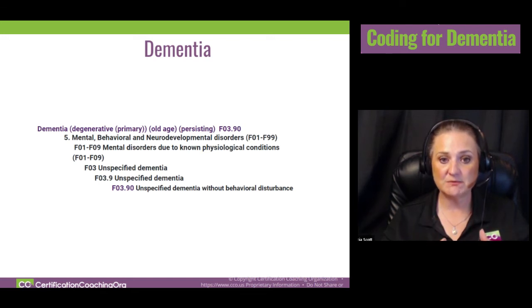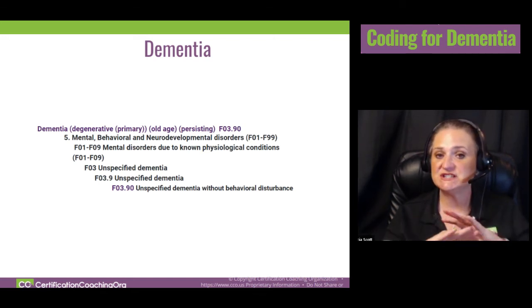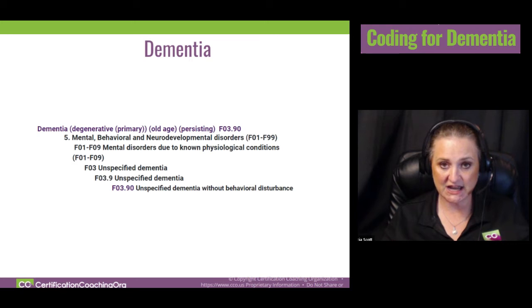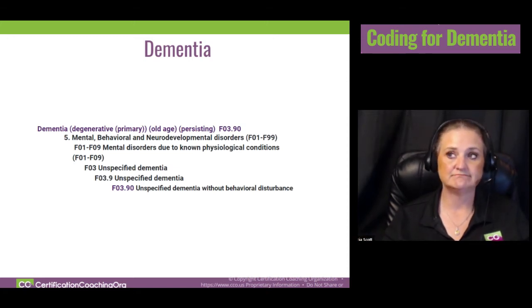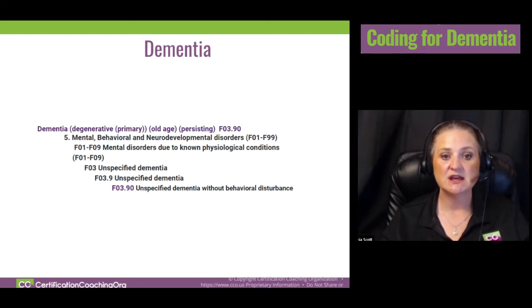Then we break it down a little bit more, and if it's just dementia that's stated in the documents that you're coding for, it's going to be an F03. That's going to be your starting place because that's unspecified dementia. So the provider just states the patient has dementia. We don't know what type. And there are a lot of different types of dementia. Then we're going to go with F03.90 because that's unspecified dementia.